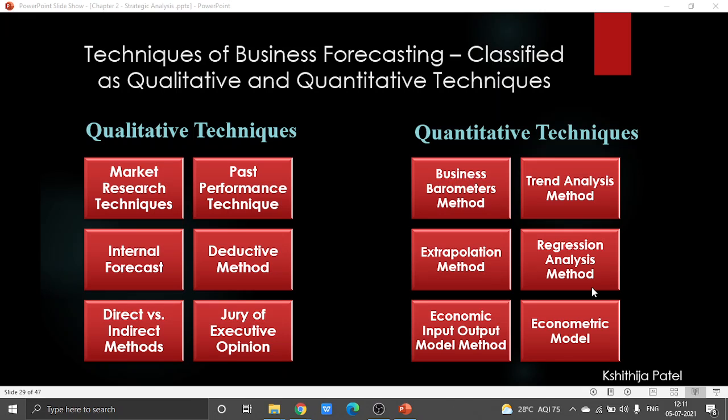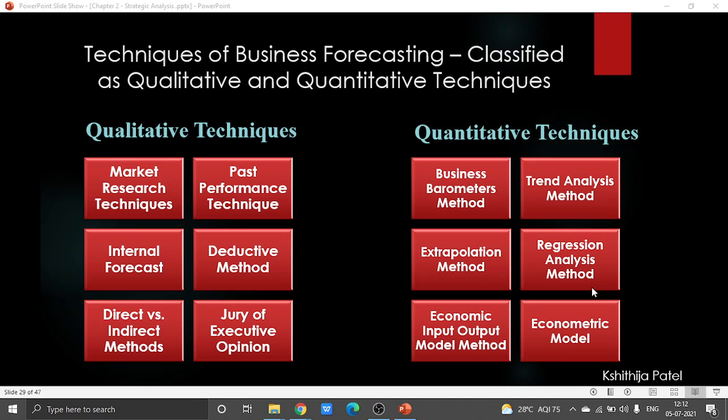or the one who does such a forecast, should always keep in mind that these barometers, or in specific what we can call index numbers, even they have their own limitations, and to not face such limitations, precautions should always be taken when people use these index numbers or barometer methods.